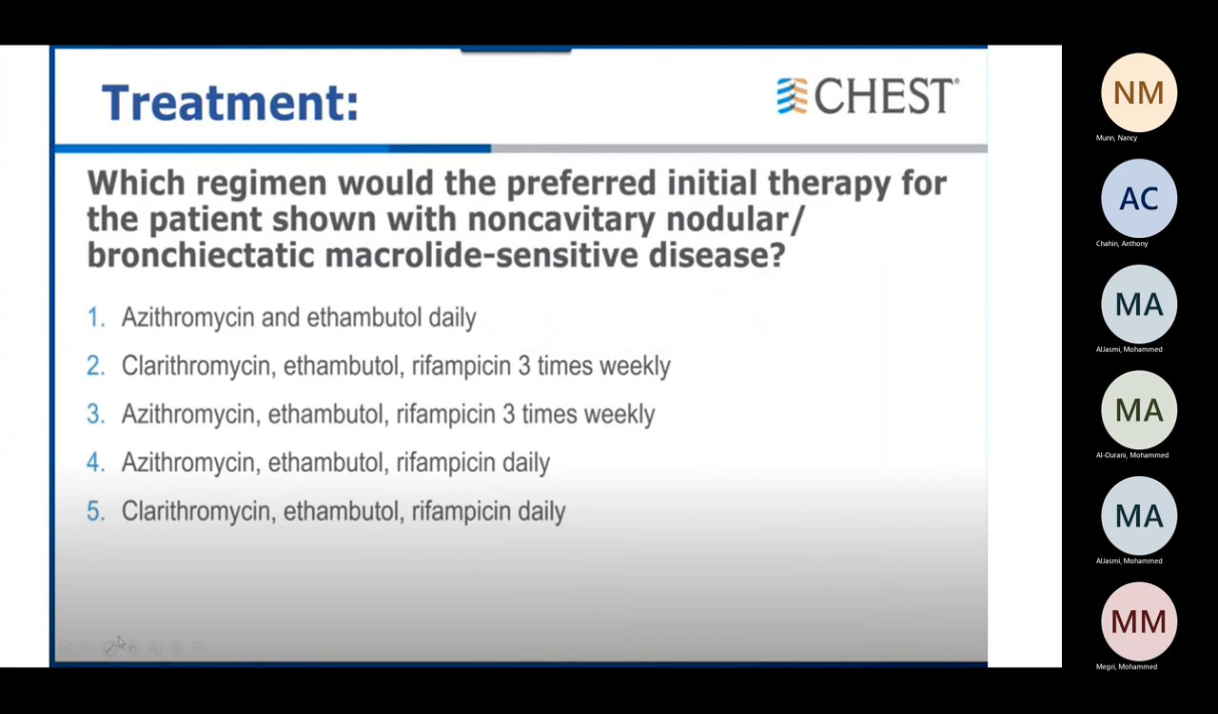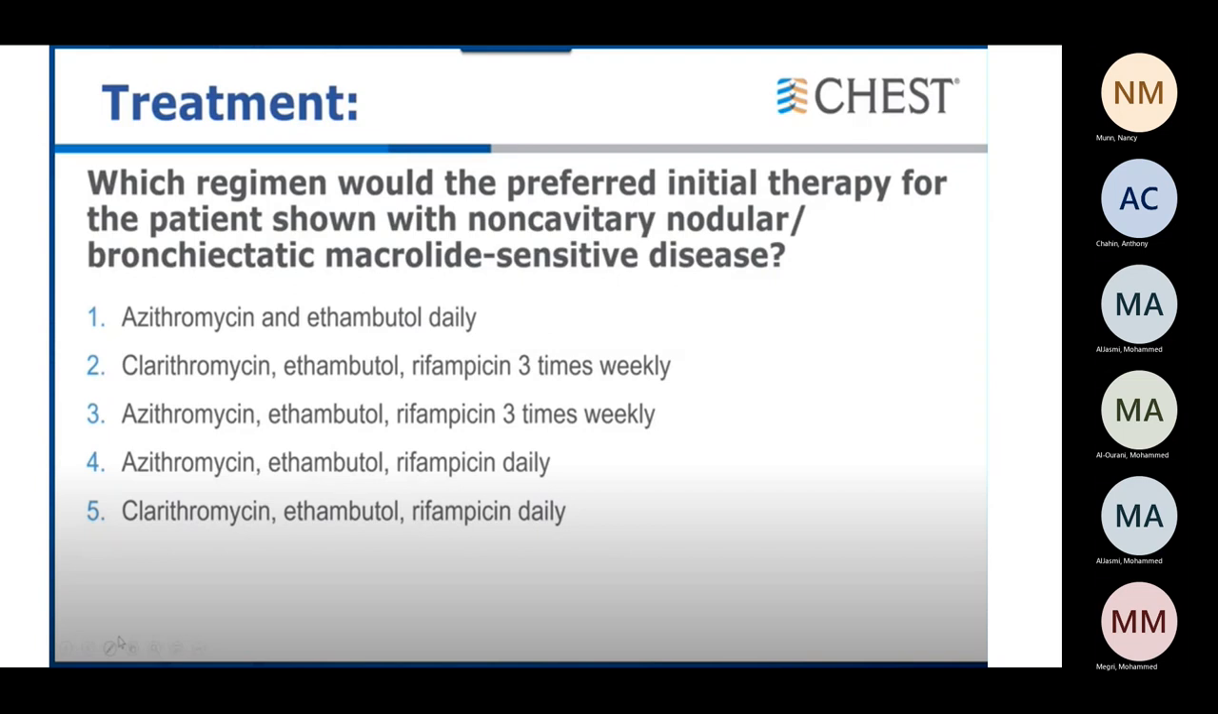Yeah, Abdurrahman. Which regimen would be the preferred initial therapy for patients presenting with non-cavitary nodular bronchiectatic macrolide sensitive disease? Azithromycin and ethambutol daily, clarithromycin, ethambutol, rifampin 3 times weekly, azithromycin, ethambutol, rifampin 3 times weekly, azithromycin, ethambutol, rifampin daily, clarithromycin, ethambutol, rifampin daily. This is the non-cavitary macrolide sensitive disease. Azithromycin, I believe it's number 4. Azithromycin, ethambutol, rifampin, daily.